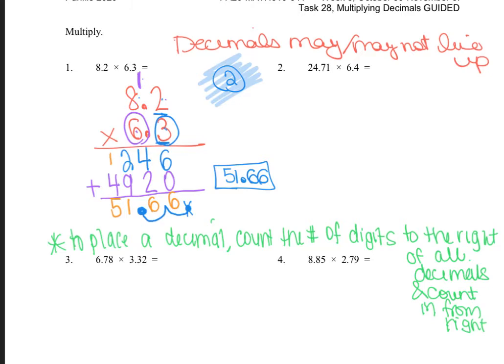All right, let's try that again. Same process. So I have 24.71 times 6.4. Now this is where we want to line up numbers on the right side. Maybe I'll make it a little bit more neat since I don't have graph paper.